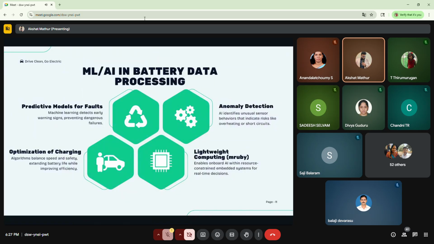The next is ML and AI, which is machine learning and artificial intelligence, in battery data processing.